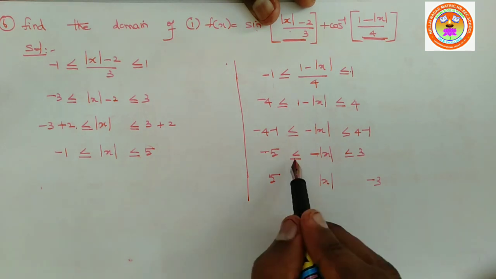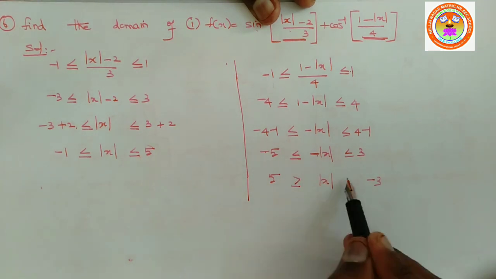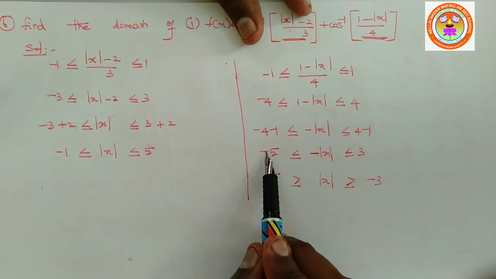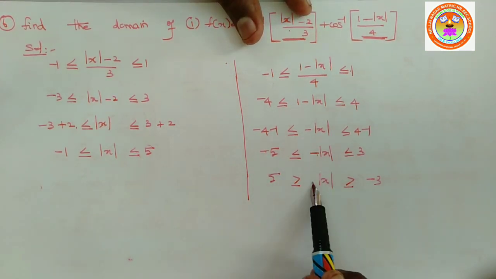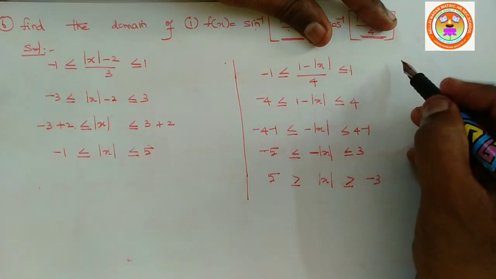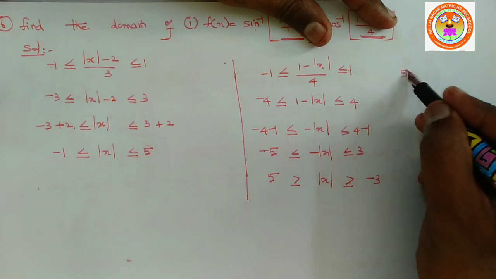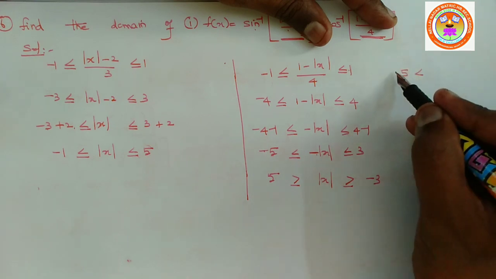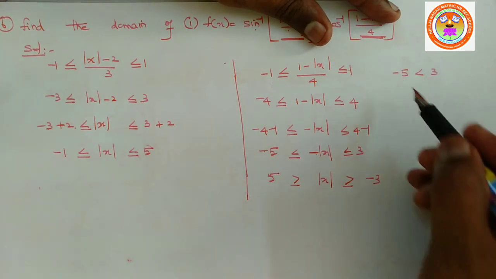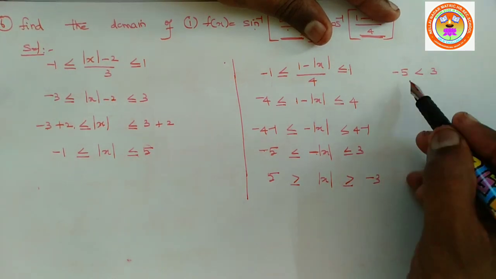This minus becomes plus, this plus becomes minus, but the symbol will change. Why is the symbol changing? Because this minus becomes plus. Suppose you want, you can check it using a number. Minus 5 is less than 3. Yes. Suppose we change the sign.